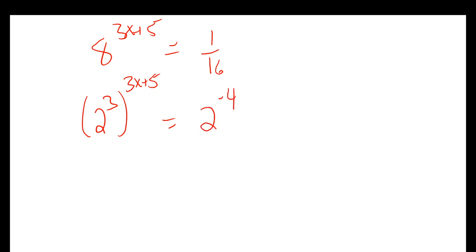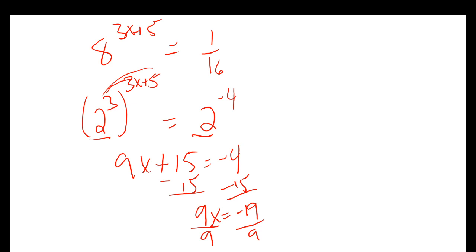All right. And now, because you got both bases to be 2, you can set the exponents equal to each other. 9x plus 15 equals negative 4. Subtract 15, subtract 15. 9x is equal to negative 19. Divide by 9, divide by 9. x is equal to negative 19 over 9. Let me pause there for station identification.